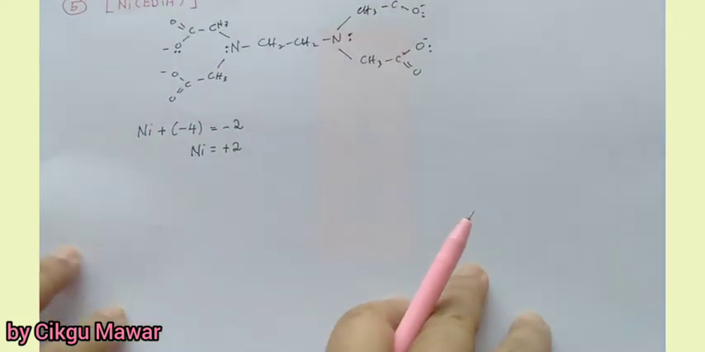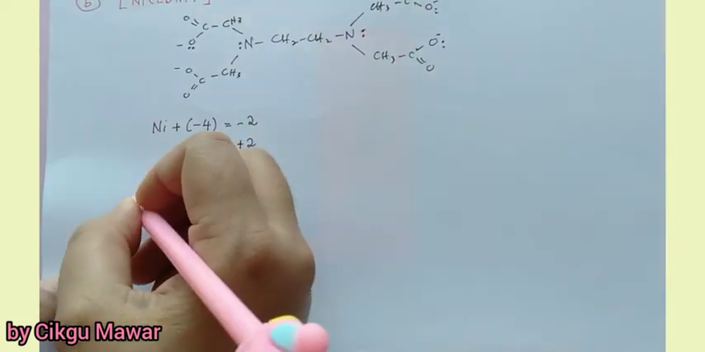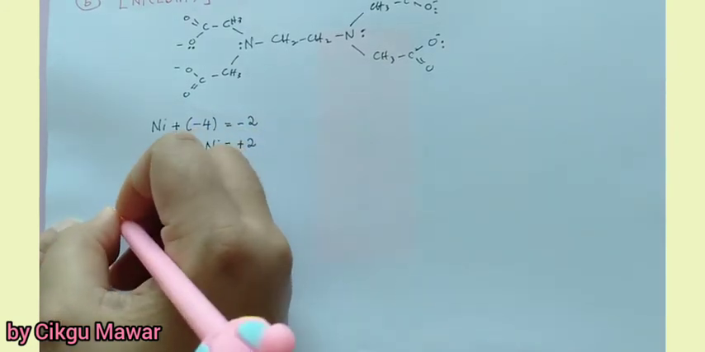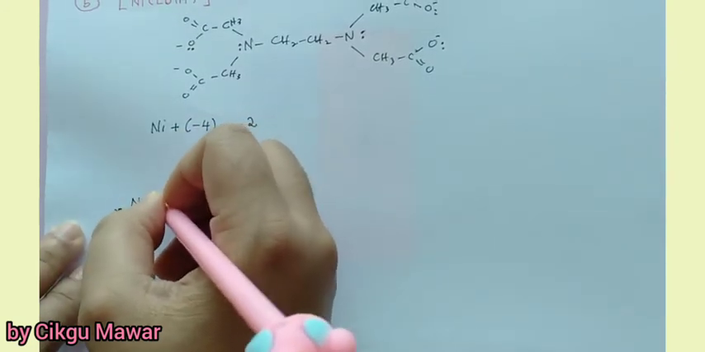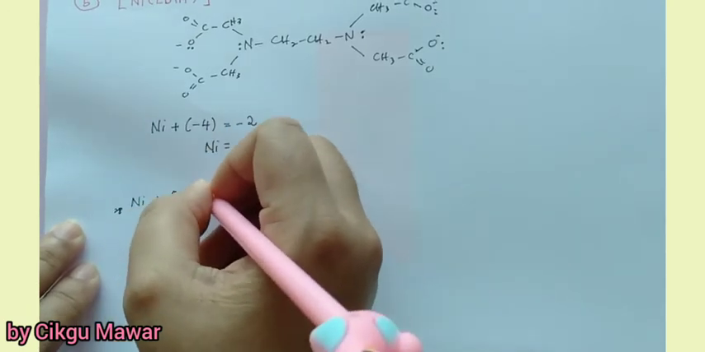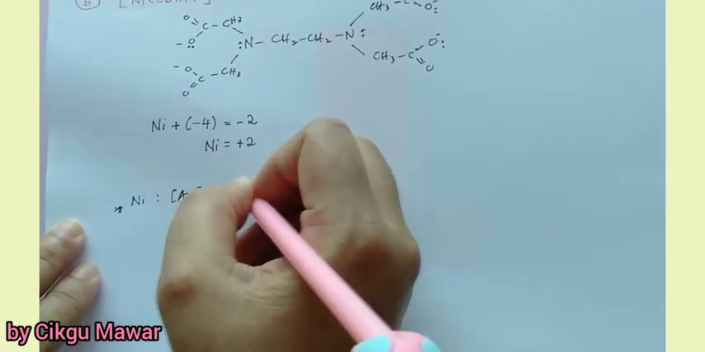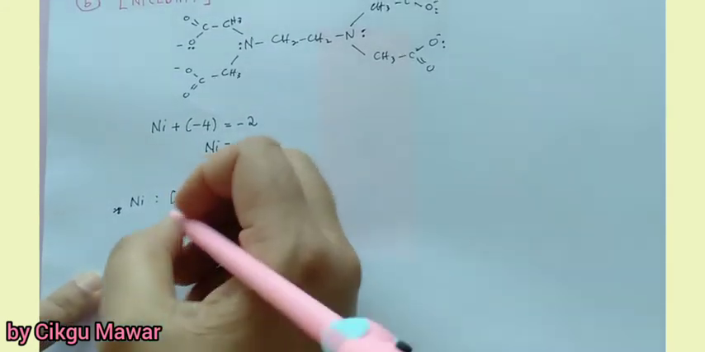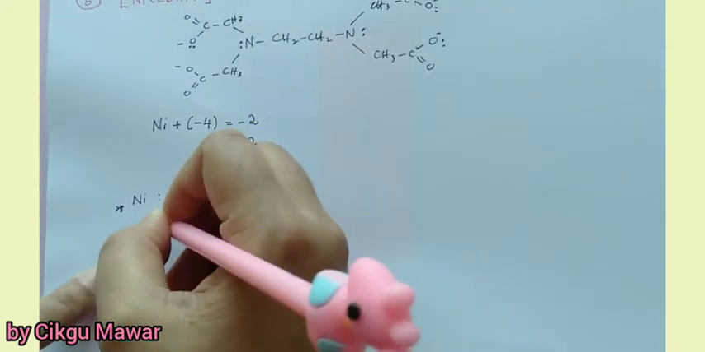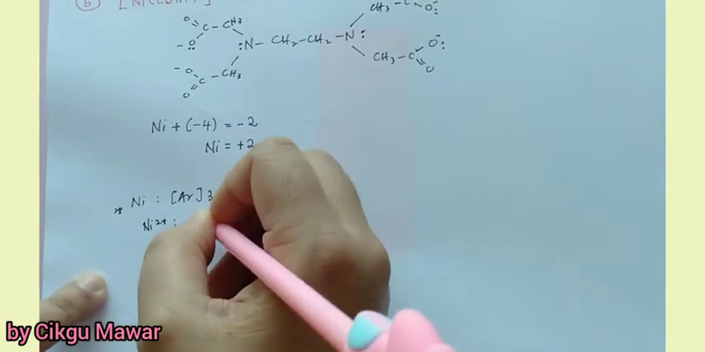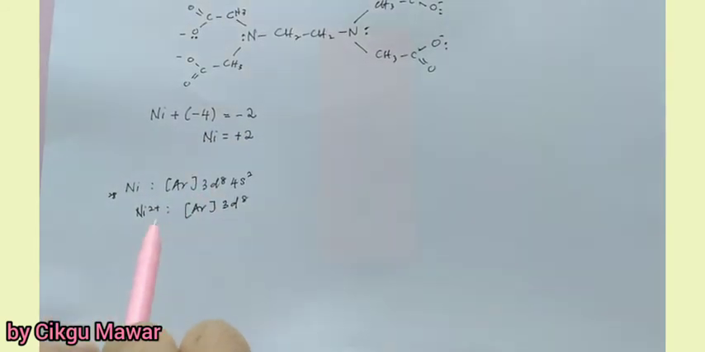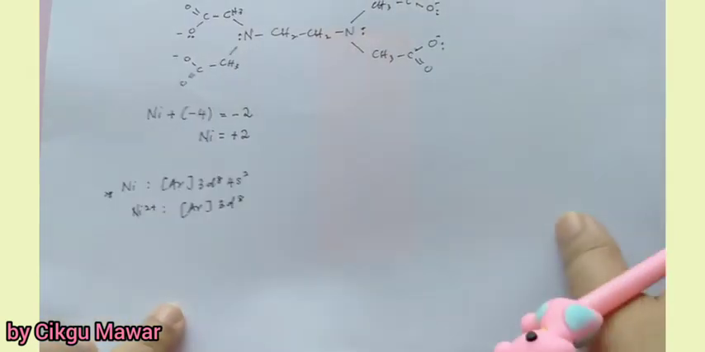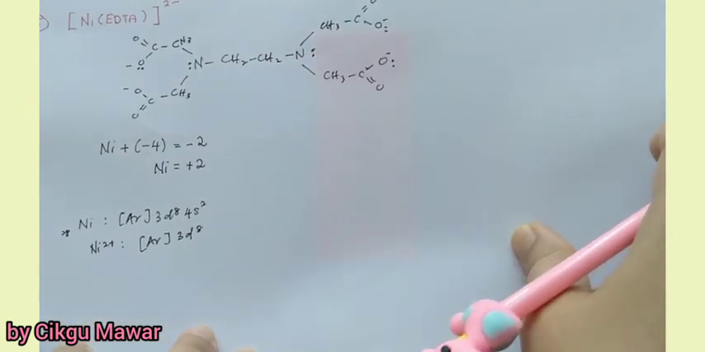Now we take a look at the electronic configuration of nickel. Nickel has atomic number 28, so it is 3d8 4s2. For nickel 2 plus, the electronic configuration becomes 3d8. So now we draw the orbital diagram.